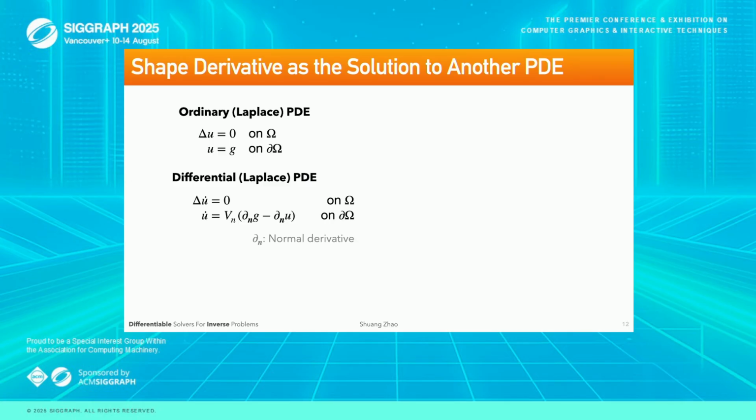So in this case, the Vn is the so-called normal velocity of the boundary, because now we are changing the shape. So Vn captures basically the change rate of the domain boundary with respect to the parameter that we're differentiating with respect to. And here we also need to know the normal derivative of the Dirichlet function, which is known, and also the normal derivative of the solution, which I will talk about later.